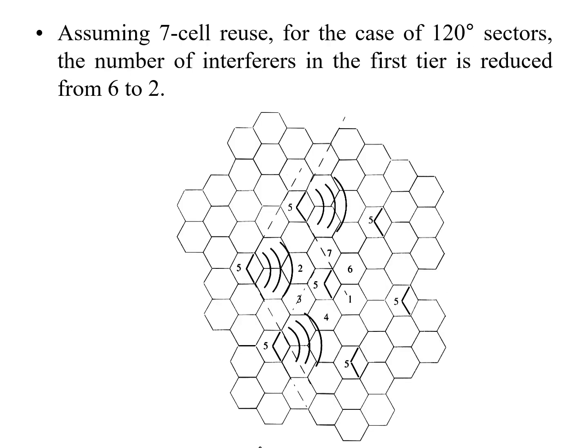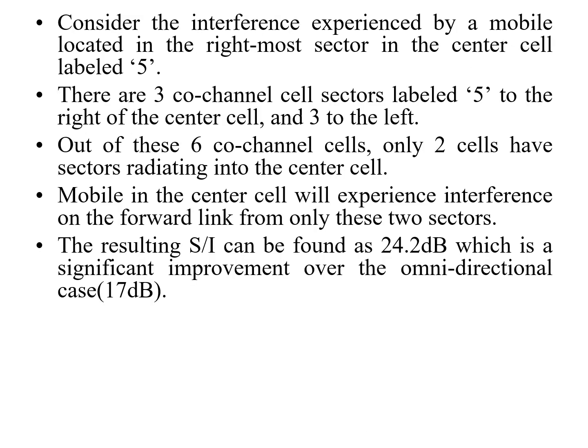Assuming 7-cell reuse, for the case of 120-degree sectors, the number of interferers in the first tier is reduced from 6 to 2. Consider the interference experienced by a mobile located in the rightmost sector in the center cell labeled 5. There are 3 co-channel cell sectors labeled 5 to the right of the center cell and 3 to the left. Out of the 6 co-channel cells, only 2 cells have sectors radiating into the center cell. A mobile in the center cell will experience interference on the forward link from only these 2 sectors.